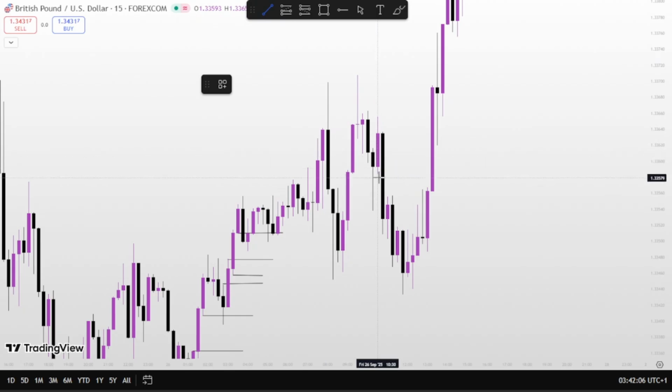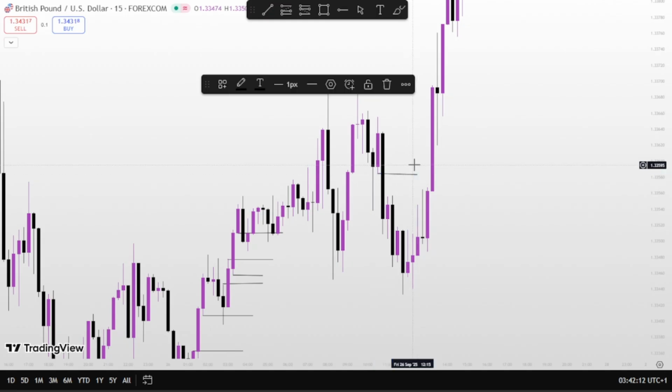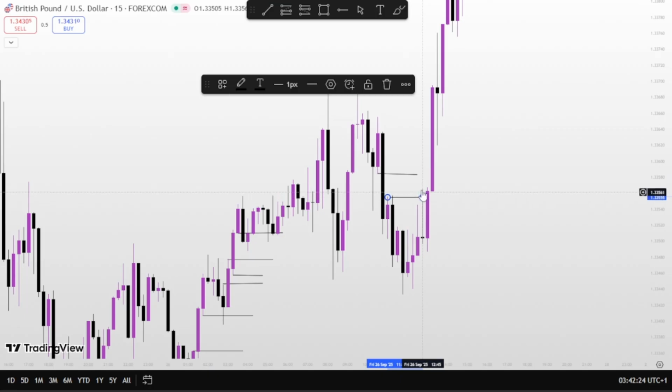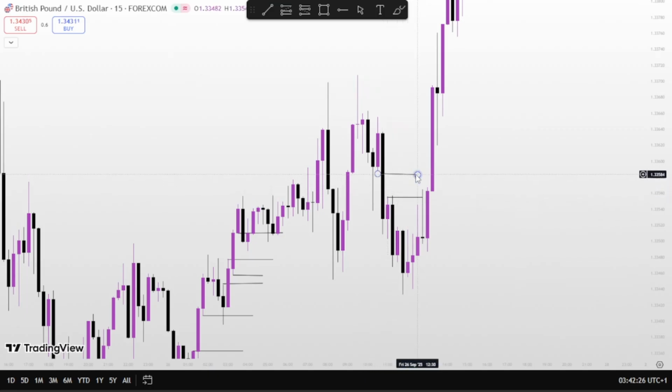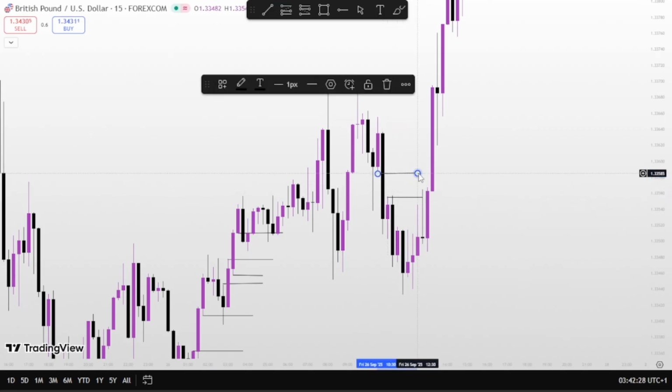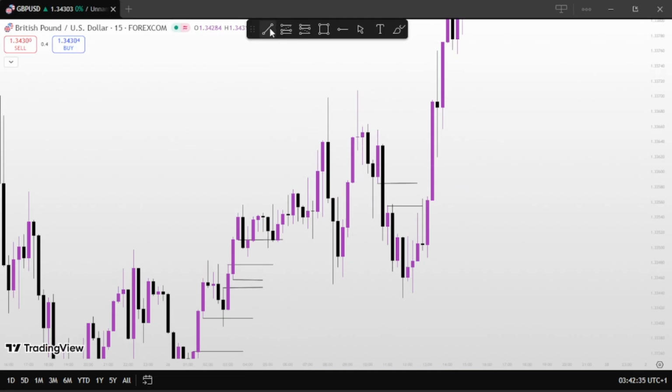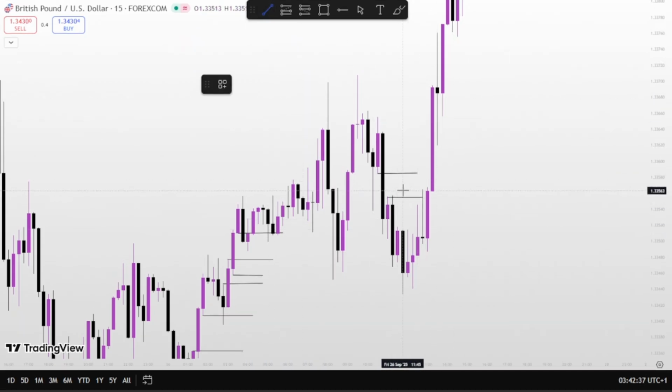This is the first candle, this is the second candle, and then this is the third candle. This is the first candle's low right here. This is the second candle, and then this is the third candle. You can notice how this candlestick moves so fast that the third candle could not catch up with it. So there is a gap in between. This gap is what you know as fair value gap.